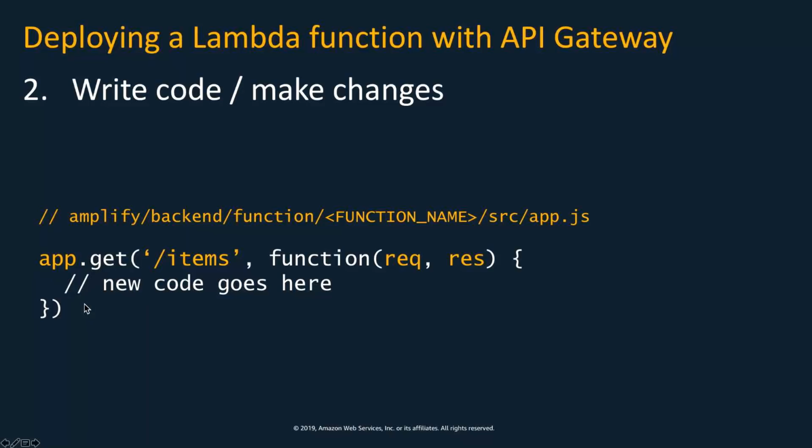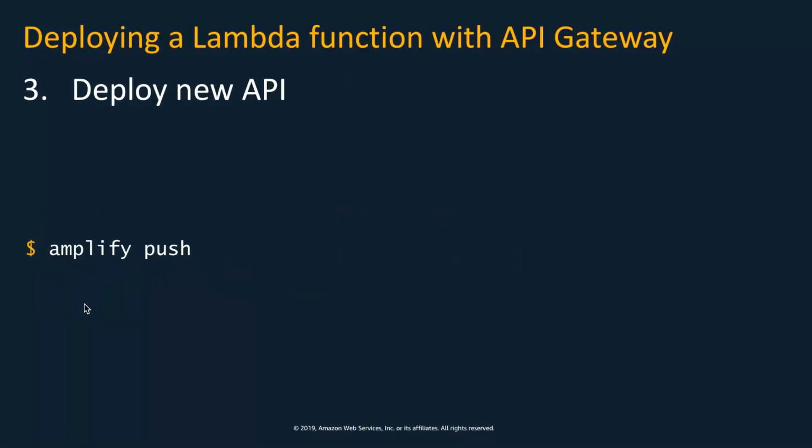For instance, if we have an app.get('/items'), we can go in there, change our code, and make updates. After we've written our code, we want to deploy the new updated function or the new function, and we can run Amplify push. The flow goes very similarly for updating and deploying new functions. You go into app.js, or into your serverless function project folder, make your changes, and then to deploy new changes, you just run Amplify push again.